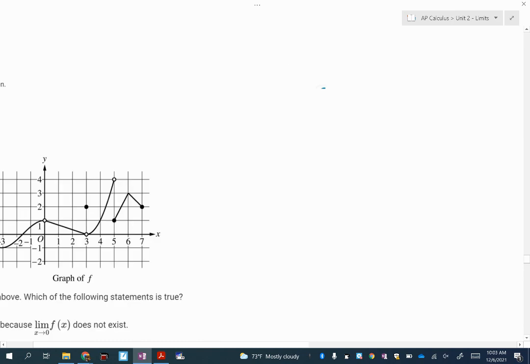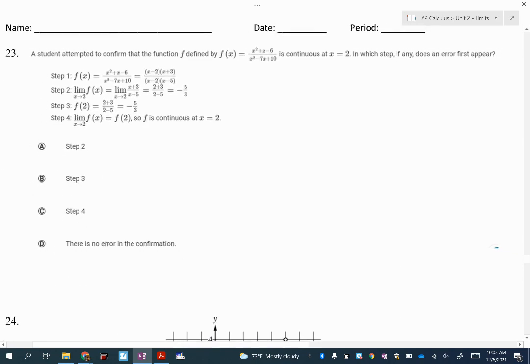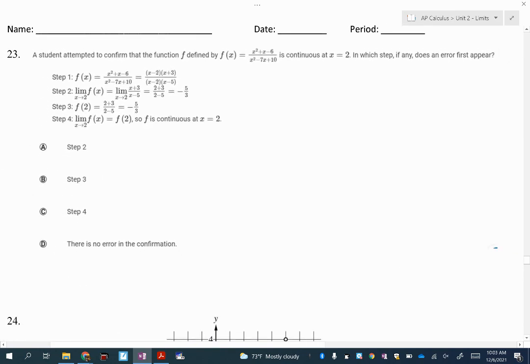23. Okay. A student was attempting to confirm that this function is continuous at x equals 2. In which step, if any, does an error first appear? Well, the first thing they did was they factored. That's a good idea with quadratic trinomials. Then they crossed out their common factor, the x minus 2's, and found the limit exists at negative 5/3.